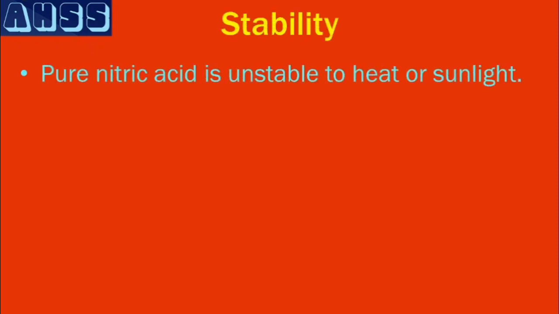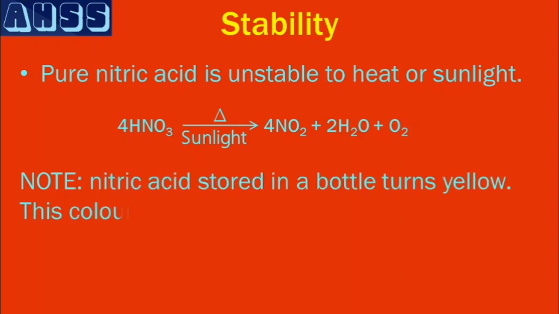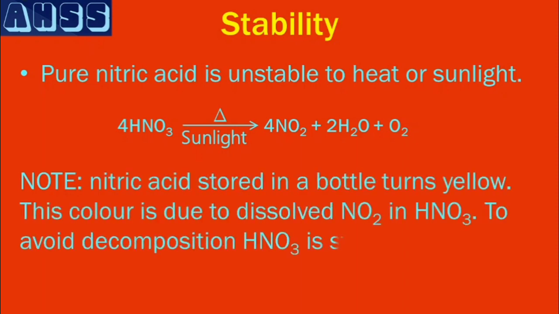Now let us discuss the chemical properties of nitric acid. First of all, let us discuss the stability of nitric acid. Pure nitric acid is unstable to heat or sunlight. It decomposes to give nitrogen dioxide, water and oxygen. You can see the reaction given here. Nitric acid stored in a bottle turns yellow. This color is due to dissolved nitrogen dioxide in nitric acid. To avoid decomposition of nitric acid, it is stored in a colored bottle.